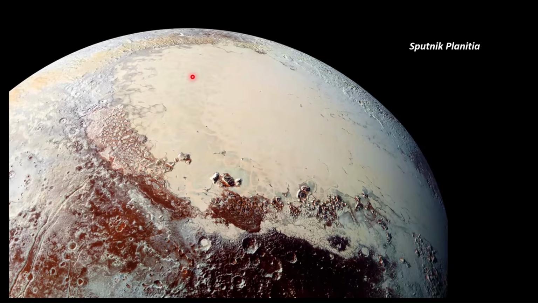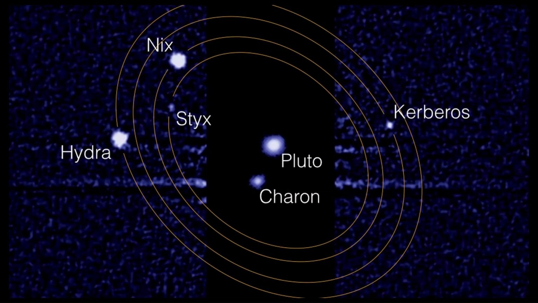So before the New Horizons mission got there in 2015, astronomers were looking for a ring around Pluto because they suspected it could have a ring. They never found one, but what they did find was more moons. They found Nix and Hydra in 2005, Kerberos in 2011, and Styx in 2012.